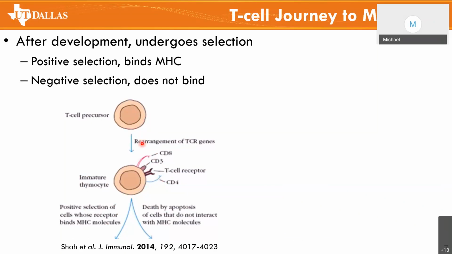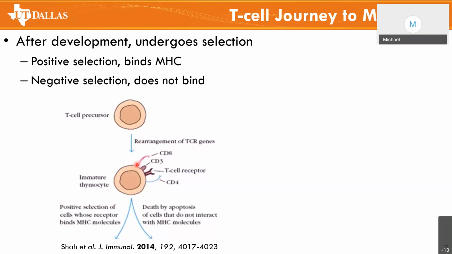RAG1 and RAG2 are responsible for rearranging TCR genes. In this rearrangement, we get T cell receptors that are specific to every T cell in the body. So it's unique in its T cell receptor thanks to RAG1 and RAG2. This immature thymocyte will then interact with thymic epithelial cells and will undergo what is called the first step of its maturation, which is called positive selection.